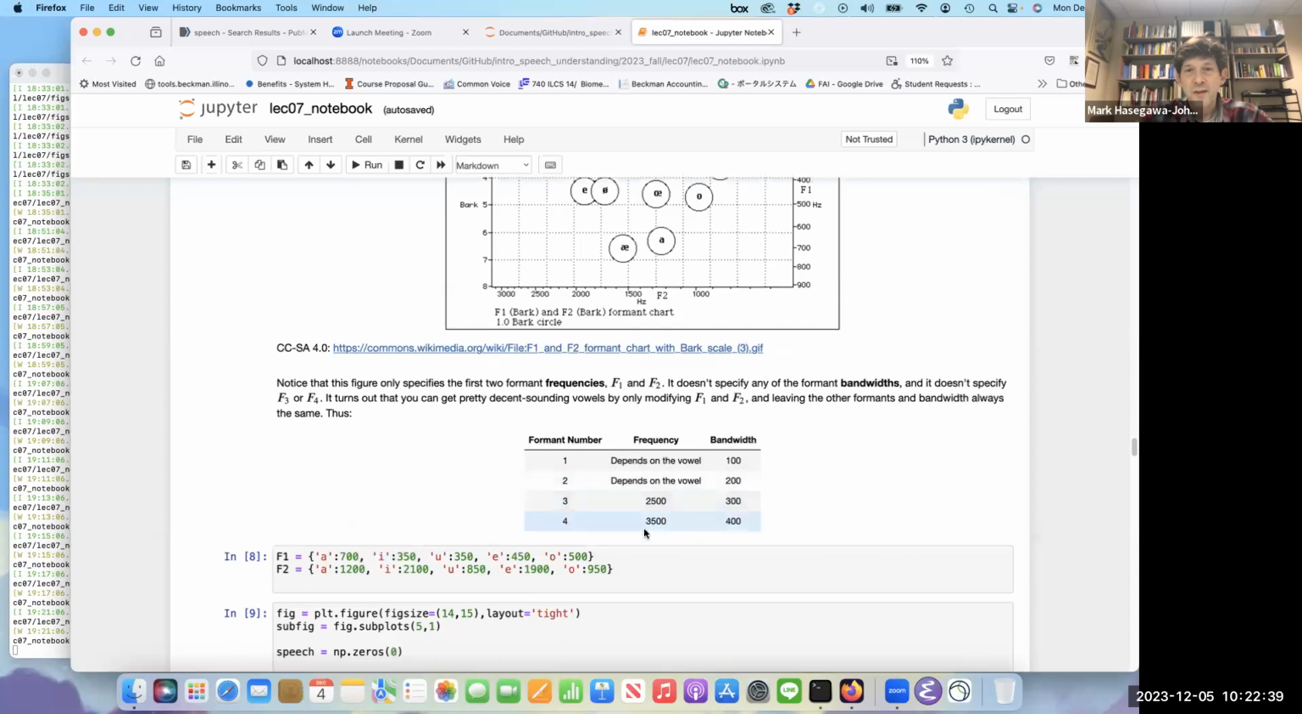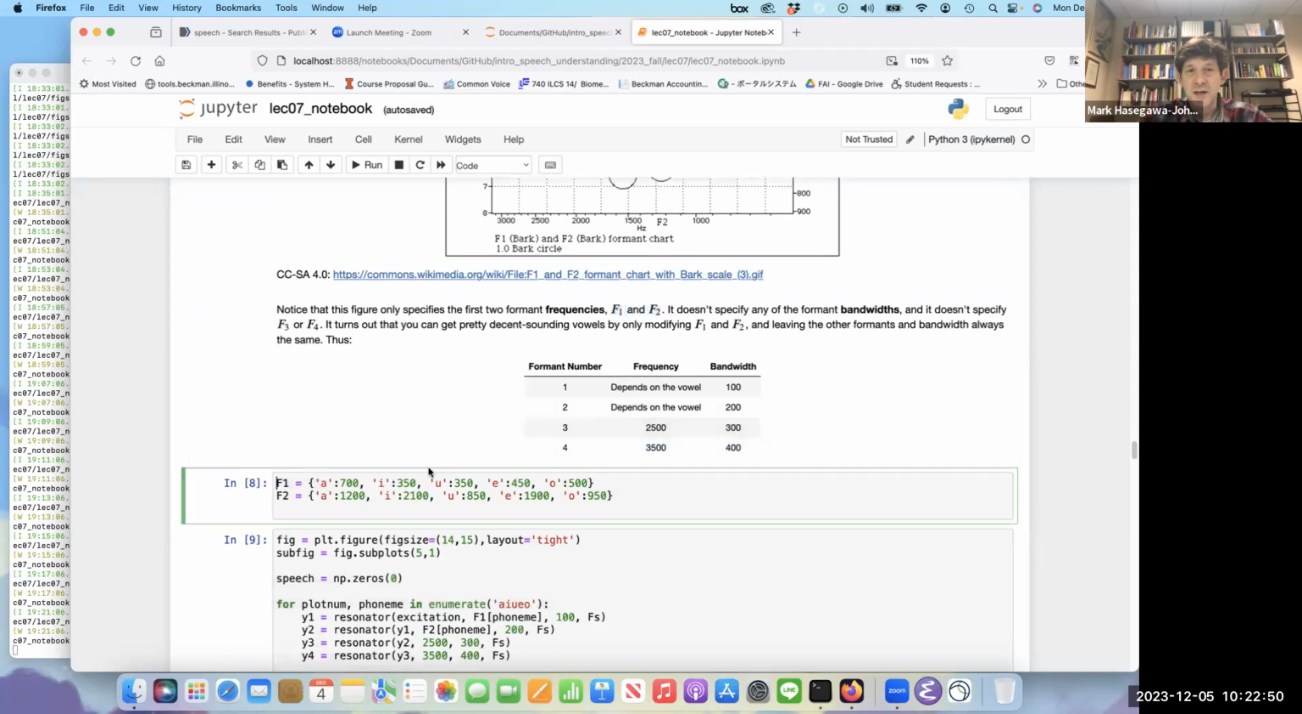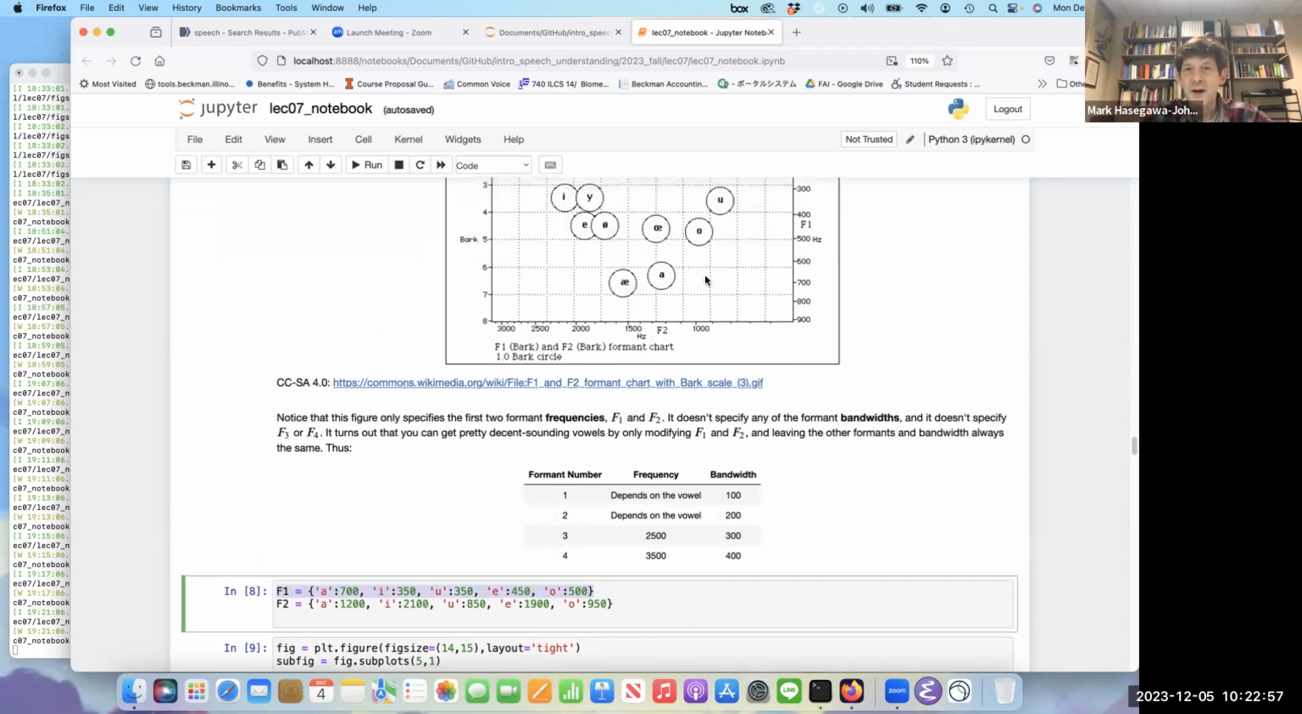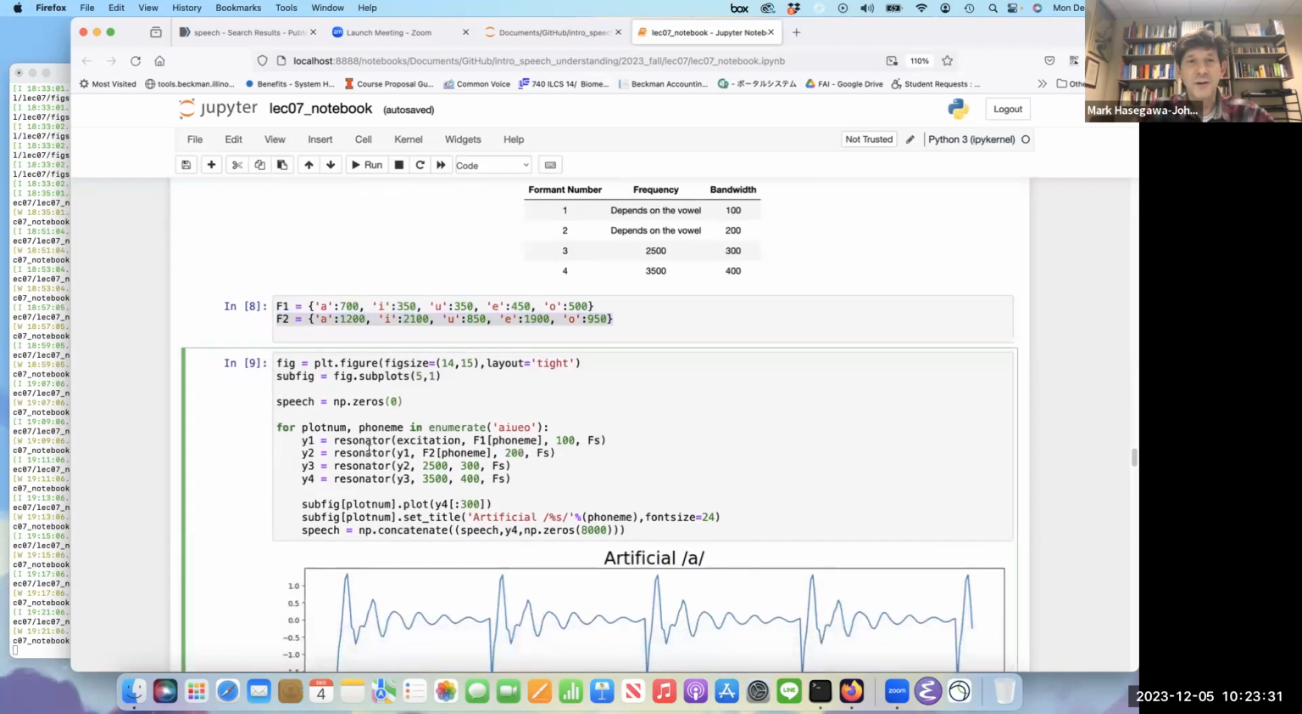And so we can notice that it only really changes F1 and F2. All of the other parameters, F3, F4, and all 4 bandwidths don't really change. We really just need a dictionary to tell us what F1 to use. So if we want to produce A, E, U, A, O, we look up here and we see that A is 700, E is 350, U is 350, A is 450, O is about 500. Second, for F2, we have A, E, U, A, O. A is about 1200, E is about 2100, U is about 850, A is about 1900, sorry, here, this axis, and O is about 950. And so with those, we can create all 4 resonators.